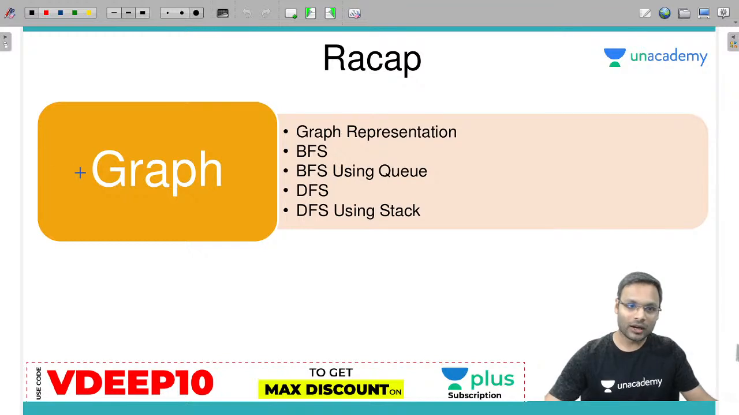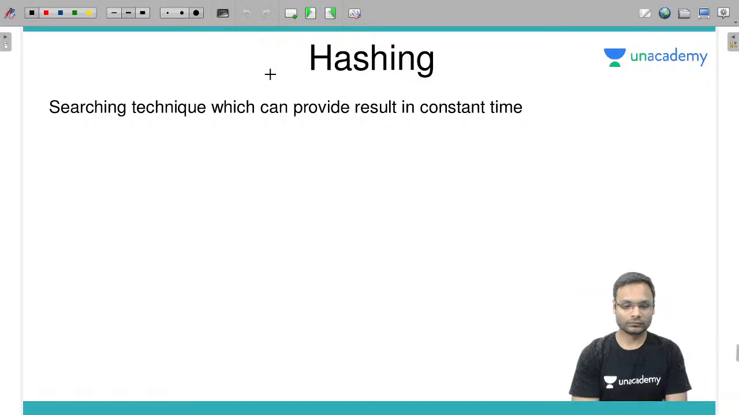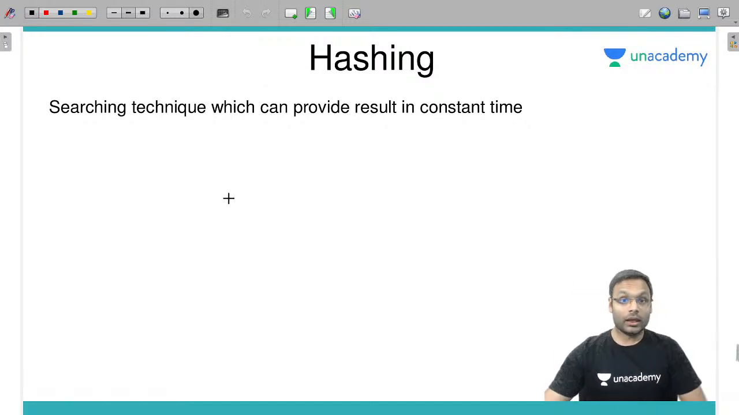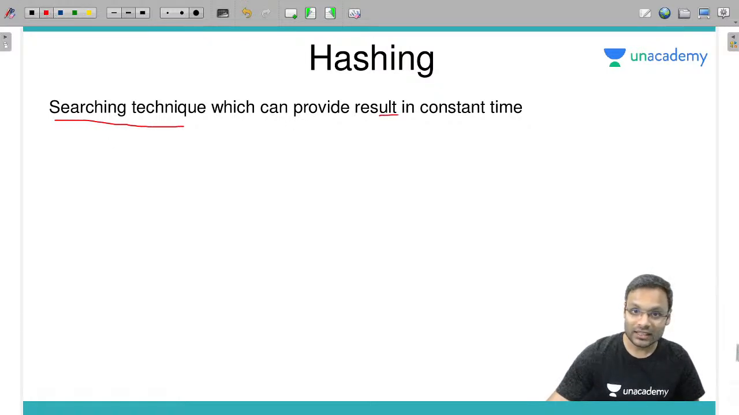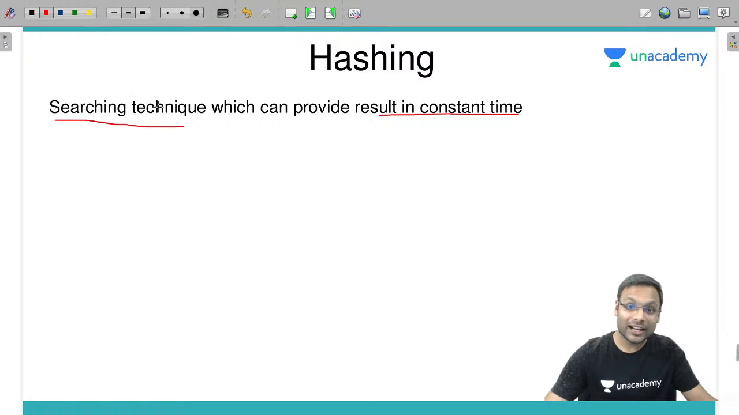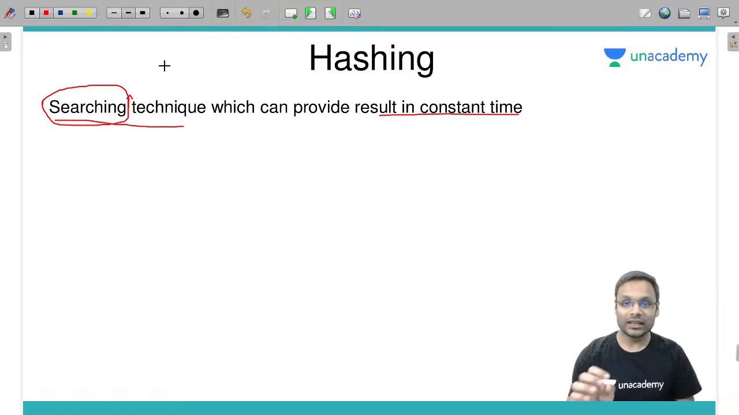Okay, so till now we have completed the graph in the previous lectures, including BFS, DFS, its implementation using queue, stack and all. Graph representation also we have done. Now next thing, hashing. First of all, hashing is a technique which can provide results in constant time. What kind of technique? Searching technique. Hashing is a searching technique which can provide the result in constant time.